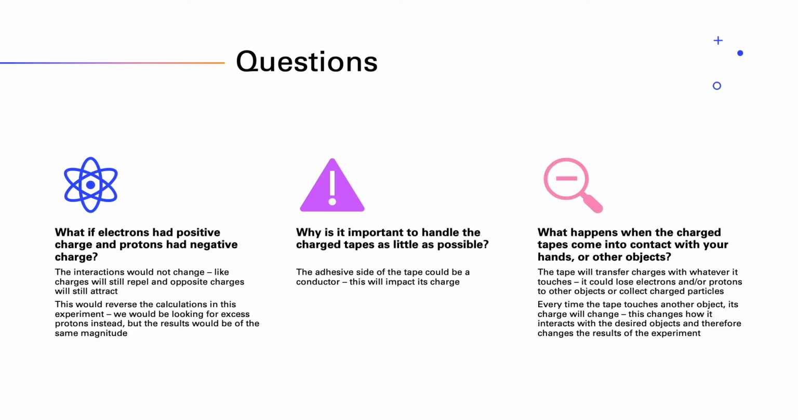So for the end of the questions, what if electrons had positive charge and protons had negative charge? The interactions would not change. Like charges will still repel and opposite charges will still attract. That's not going to make a difference, but it would reverse the calculations in this experiment. We'd be looking for excess protons instead of excess electrons, but our numbers would be about the same.